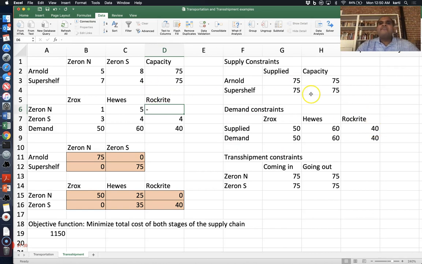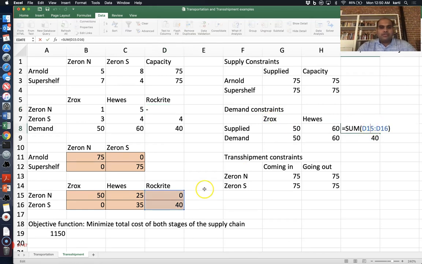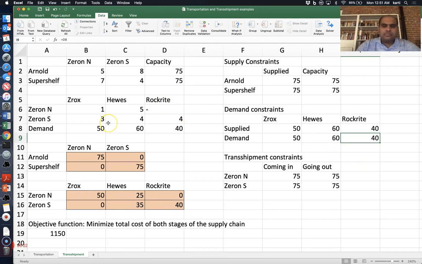How are the constraints changing? If you look at all the supply that comes into, say, Rockrite, well, Oron North cannot supply to Rockrite. So when you write the constraint for supply, instead of saying sum of D15 and D16, just say D16 is equal to 40. That's it. So the constraint will change here. This becomes just D16 because Oron North cannot supply to Rockrite. Depending upon how these constraints change, you have to make sure that you change the model. If not, you might end up with the wrong answers. Keep that in mind.